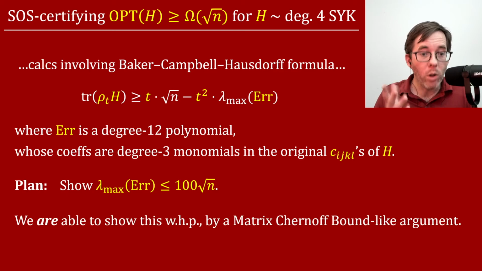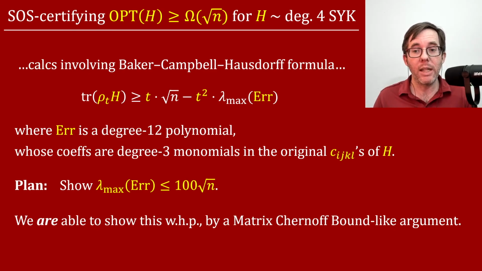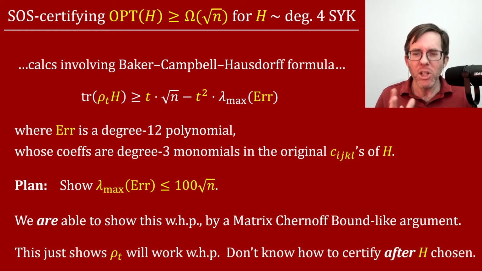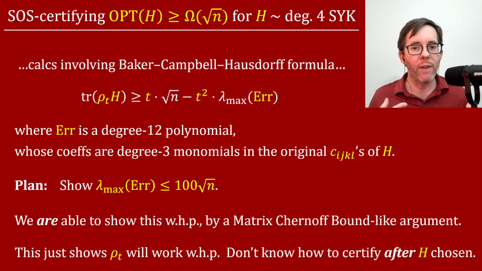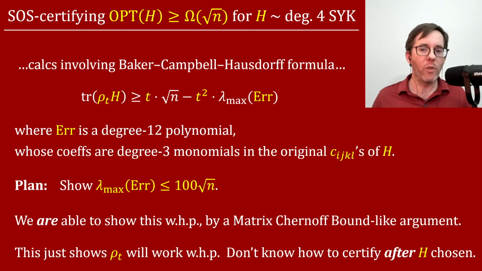Okay, and Matt and I were able to prove this fact about the error polynomial by some kind of matrix Chernoff bound type argument. So on one hand, that's great. It indeed shows that rho t is with high probability a certificate that opt of H is at least order square root n. On the other hand, as I mentioned earlier, these Chernoff type arguments seem to only work before the fact. After you've chosen the coefficients C_ijkl of H, this defines an error polynomial, and although it's very likely to have maximum eigenvalue bounded by 100 times square root n, we don't know how to certify this efficiently.